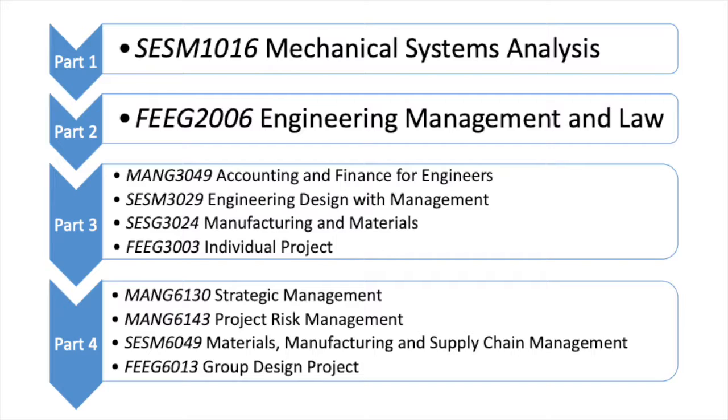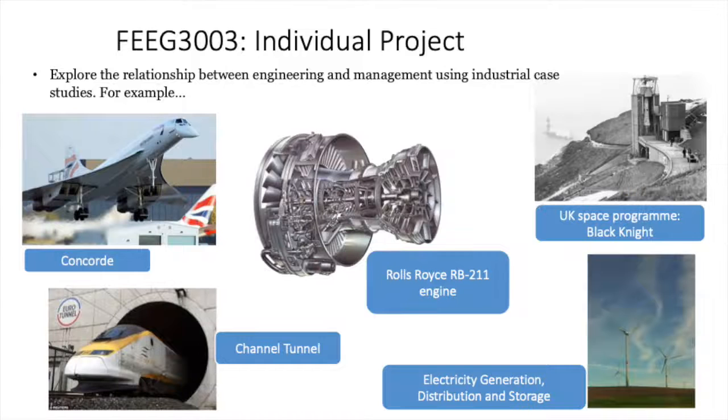Heading into the final year of the MEng programme, you'll have options for additional specialisation such as strategic management and project risk management, where you'll be looking at how to undertake projects from a managerial perspective. You'll also have the option to do materials manufacturing supply chain management and the group design project. Now, the group design project is one of the cornerstones of the year, and again I'll say a little bit more about that in just a few moments. Firstly, let's have a look at the individual project and how that relates to the management theme.